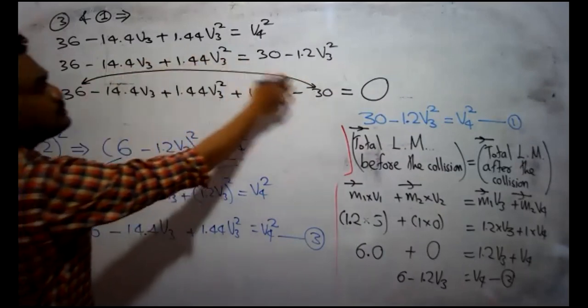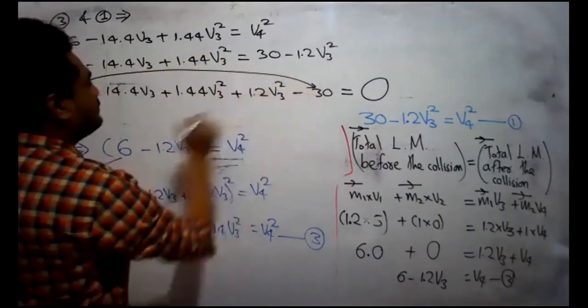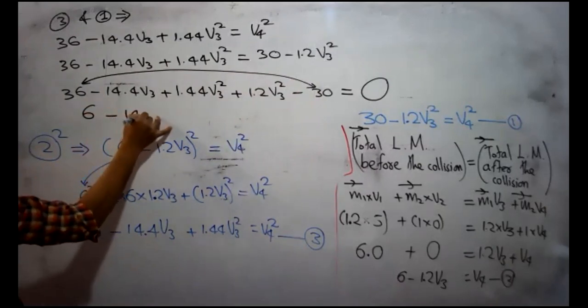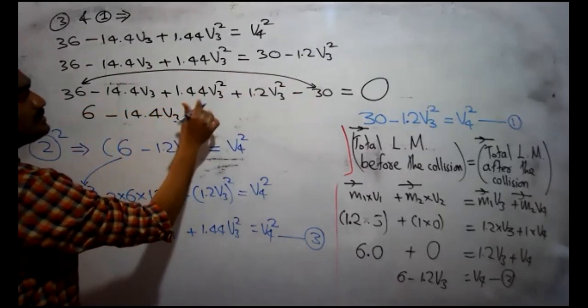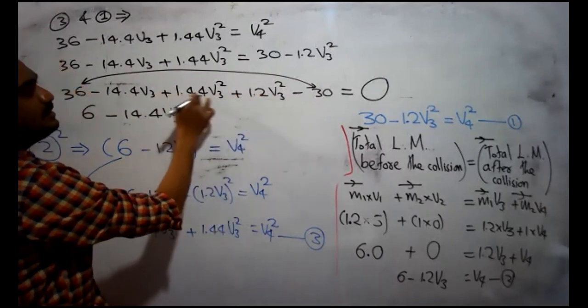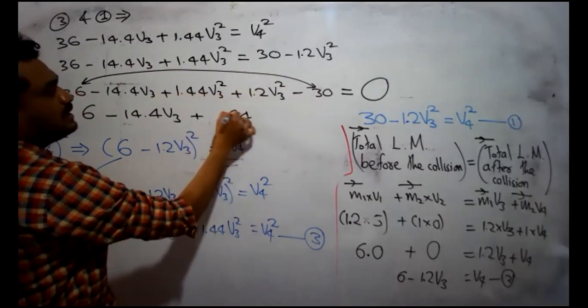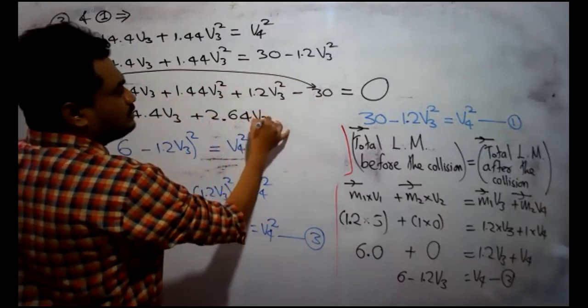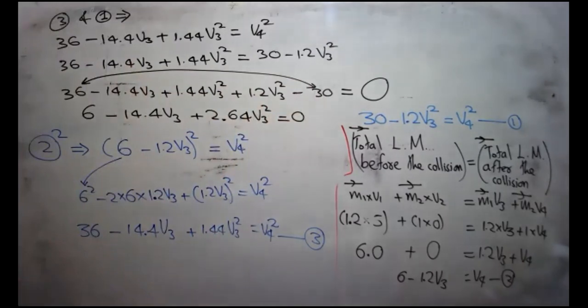So when you write the note, also use some arrows like this. 36 minus 30. What's the answer? 6. Minus 14.4 root 3 plus root 3 square common. 1.2 and 1.44 added. Both are plus. 4, 2 plus 4, 6. 1 plus 1, 2. 2.64 times root 3 square equals 0. Am I right there? Okay, please write up to this point. After that, I'll explain how to do the further simplification. First, you write up to this point here, then I'll explain.